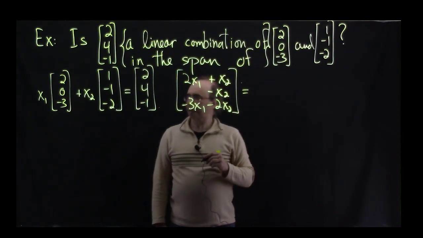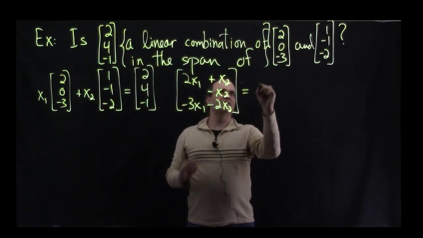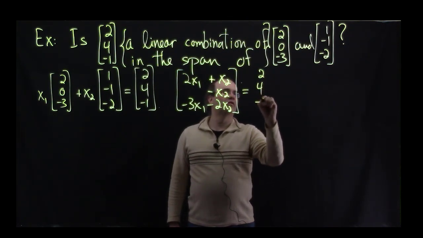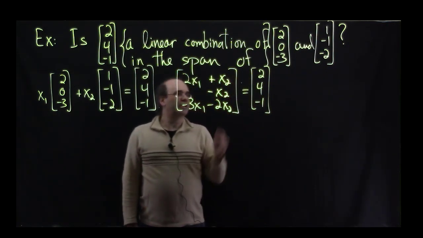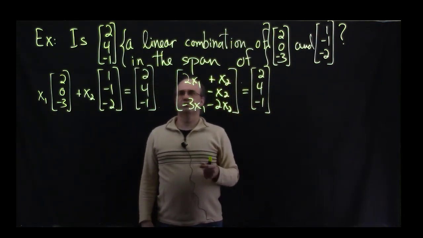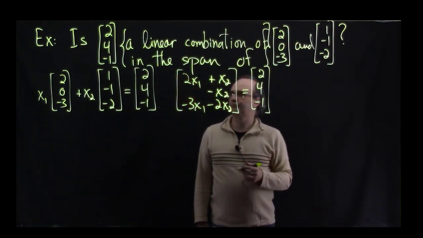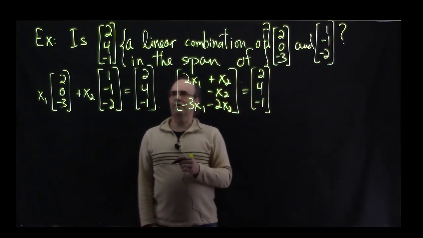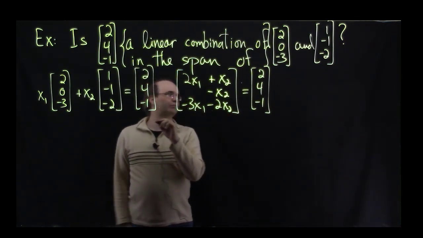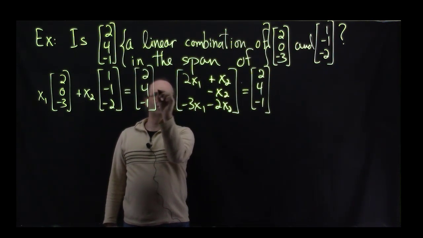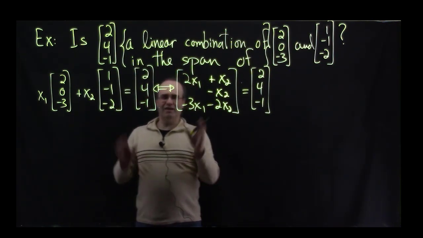Right, so this vector equality is true exactly when this is equal to (2, 4, -1). Here I've got two vectors, and two vectors are equal exactly when their components are equal. So right here I could have put that if and only if double arrow. It's not a vector, there are two arrows together.